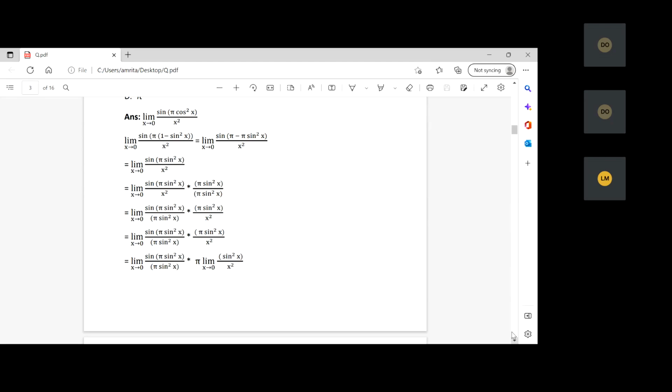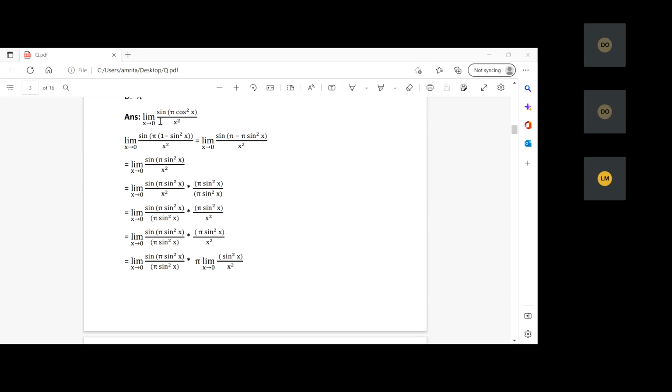So here, it's of the form limit x tends to 0 sine of pi cos square x by x square. What I'm planning to do is I'm going to simplify it. I need to arrange this in the same trigonometric form. So instead of cos square x, you can substitute using sin square theta plus cos square theta equal to 1, right? So you can substitute this as 1 minus sin square x. So what it will be? Sin pi multiplied by 1 minus sin square x by x square.